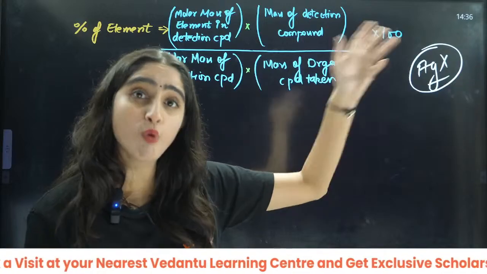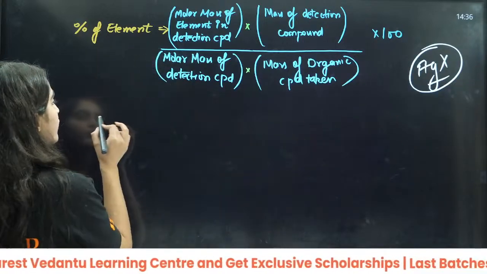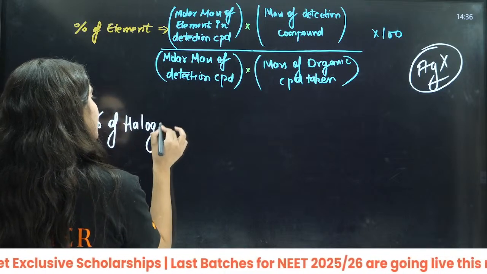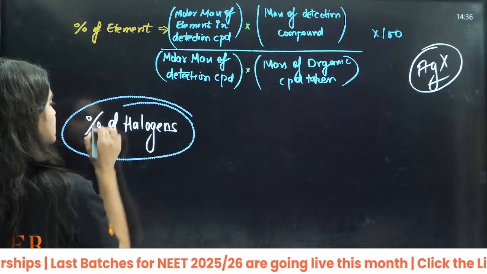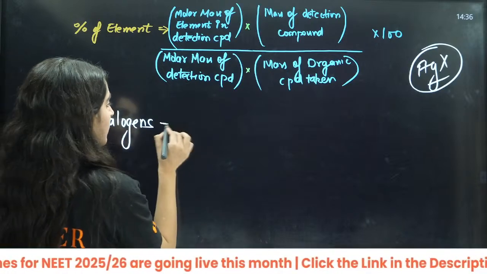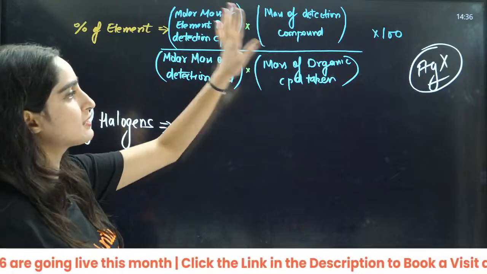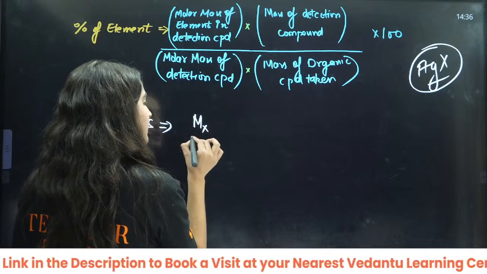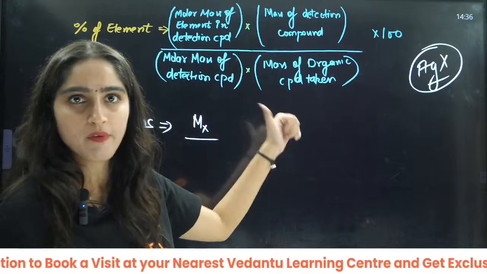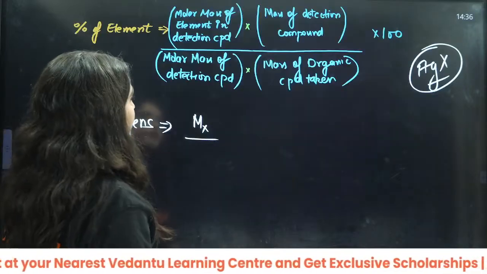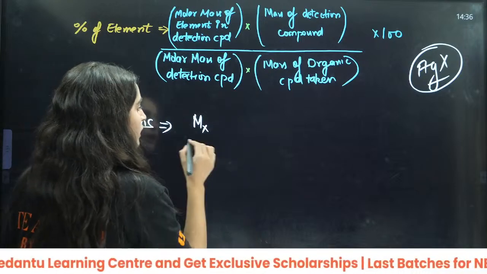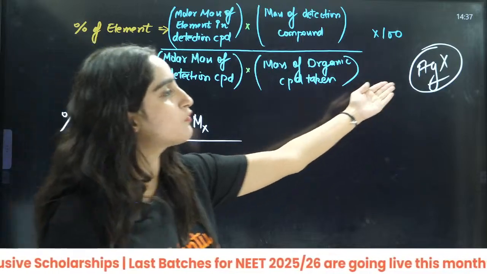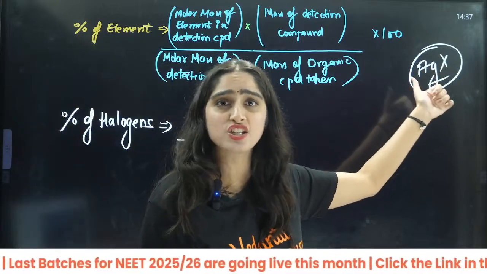Now I am making this formula more simple for you. If you want to find the percentage of halogens, the formula will become simple here. The formula will become: molar mass of element in the detection compound, the molar mass of halogen, divided by, there will be one halogen, so one molar mass of that halogen, divided by molar mass of detection compound. Detection compound will be Ag plus the molar mass of halogen. What is the molar mass of AgX? That is Ag plus X, right?